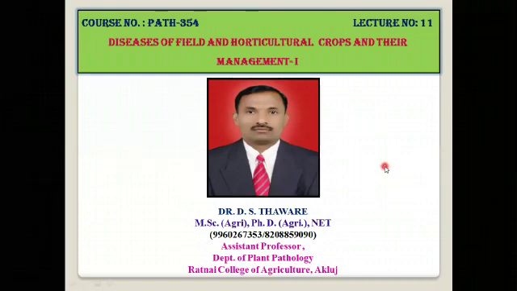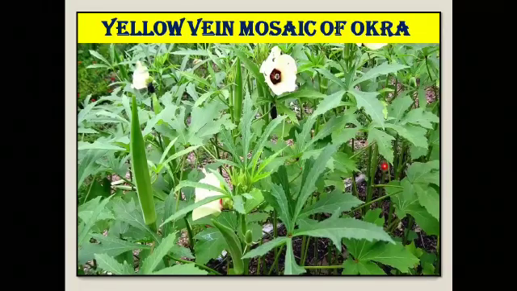Okay, welcome to the 11th lecture of course number Path 354. The title of this course is Diseases of Field and Horticultural Crops and Their Management. In today's lecture we discuss a virus disease seen in okra, that is yellow vein mosaic disease of okra.